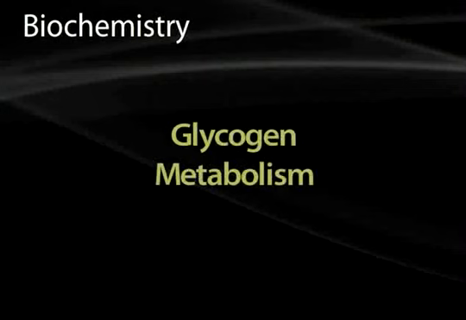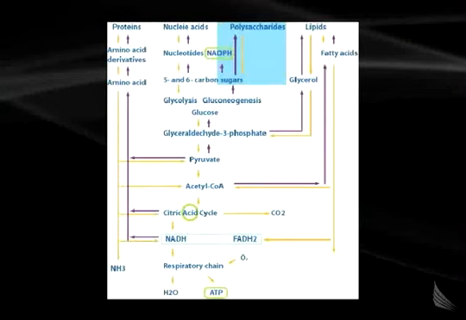In this section, we're going to discuss glycogen metabolism. Now you can see when we look at the whole scheme of metabolism, this is the role that glycogen production and degradation plays in that. It takes 5 and 6 carbon sugars, mostly 6 carbon sugars, and converts them to polysaccharides for storage.